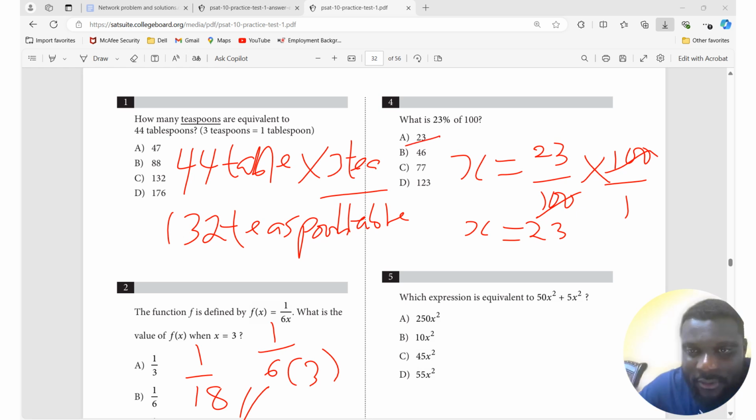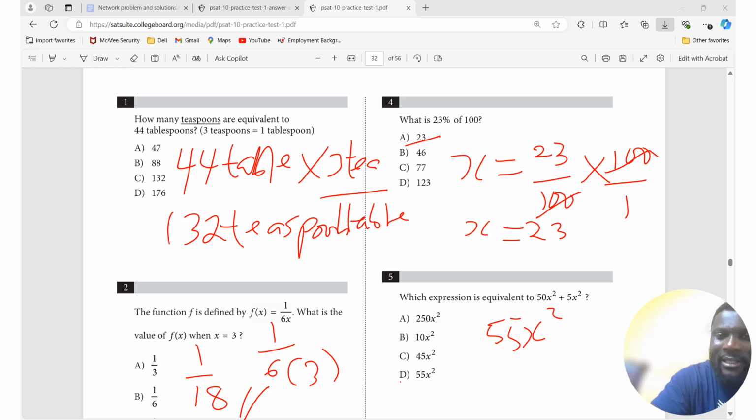Now let's try to solve the next one. Which expression is equivalent to 50x squared plus 5x squared? Very straightforward. Now we have x squared as our variables. If you look at this, the variables are the same thing. So since the variables are the same, all we have to do is add them together. So 50x squared plus 5x squared will give us what?